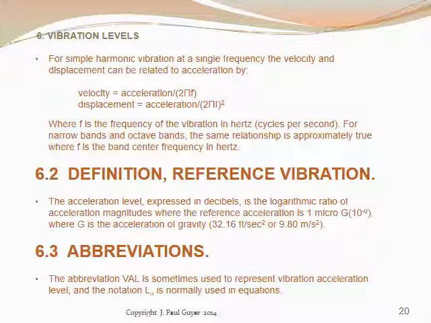For simple harmonic vibration at a single frequency, the velocity and displacement can be related to acceleration as follows: velocity is equal to acceleration divided by 2 pi f. Displacement is equal to the acceleration divided by the quantity 2 pi f, squared, where f is the frequency of the vibration in hertz, in cycles per second. For narrow bands and octave bands, the same relationship is approximately true, where f is the band center frequency in hertz. In this discussion, the acceleration level expressed in decibels is the logarithmic ratio of acceleration magnitudes, where the reference acceleration is 1 micro g, 10 to the minus 6 g, where g is the acceleration of gravity, 32.16 feet per second squared. The abbreviation VAL is sometimes used to represent vibration acceleration level, and the notation L sub A is normally used in equations both in this discussion and in the general acoustics literature.